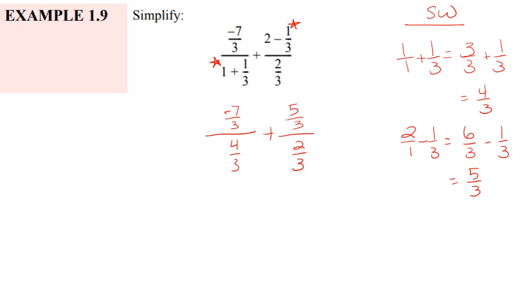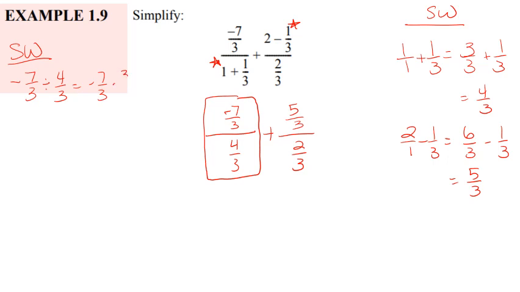And now I'm going to do my side work here on the left side, and I'm going to figure out this first complex fraction just like we did in the previous example. Negative 7/3 divided by 4/3. That's going to be negative 7 over 3 times 3 over 4. You can bring over the negative or keep it, drag it along. It's up to you. I kind of do both whenever I feel comfortable doing it. So the 3's divide out, and I have negative 7 over 4.